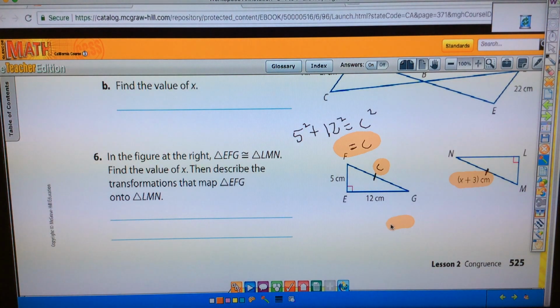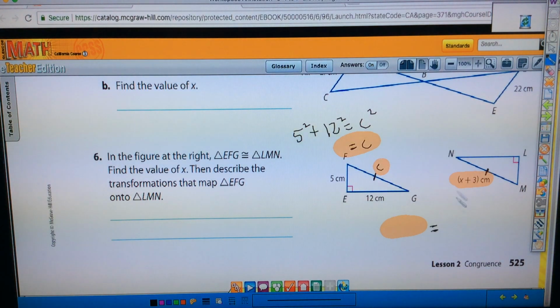The last thing you're going to do is, whatever your C ends up being, I'm going to just leave a blank space. I'm going to put it in orange. Go ahead and set it equal to the corresponding side, MN, which is x plus 3.